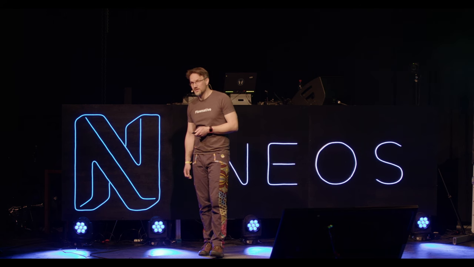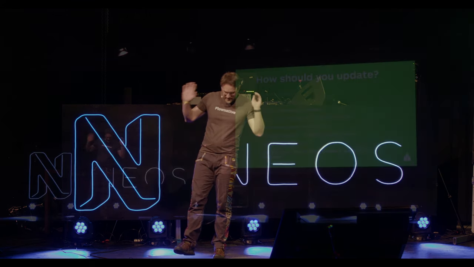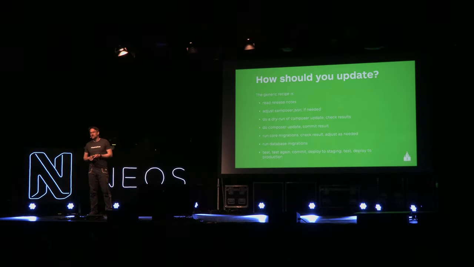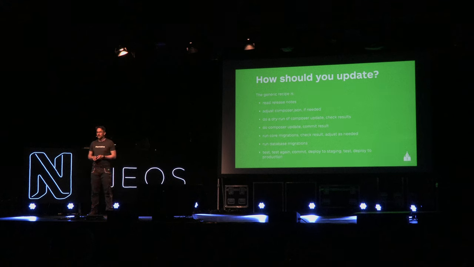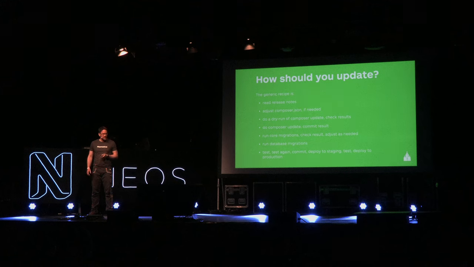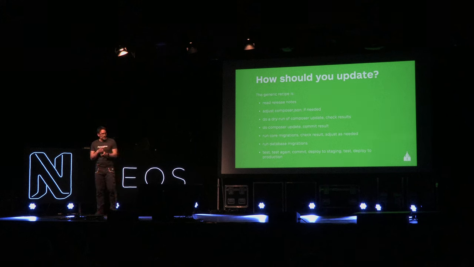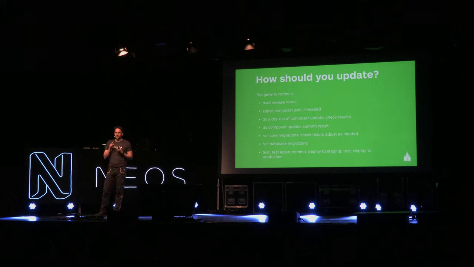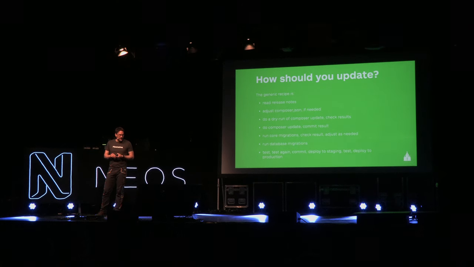So now, how should you update? That's all fine. Okay, I get it. I should be updating regularly, and probably he's right about the reasons, and there isn't really an excuse. So how should you be doing this? The general recipe is actually just what I said earlier: read the instructions. So read the release notes, then adjust your composer.json to allow the new version if that is needed. So if you're doing a major upgrade, you need to relax your constraints.